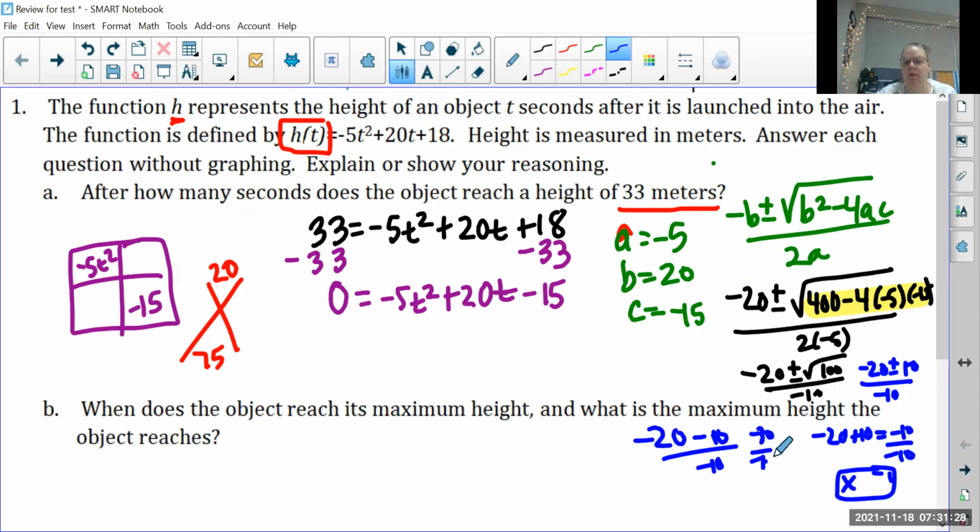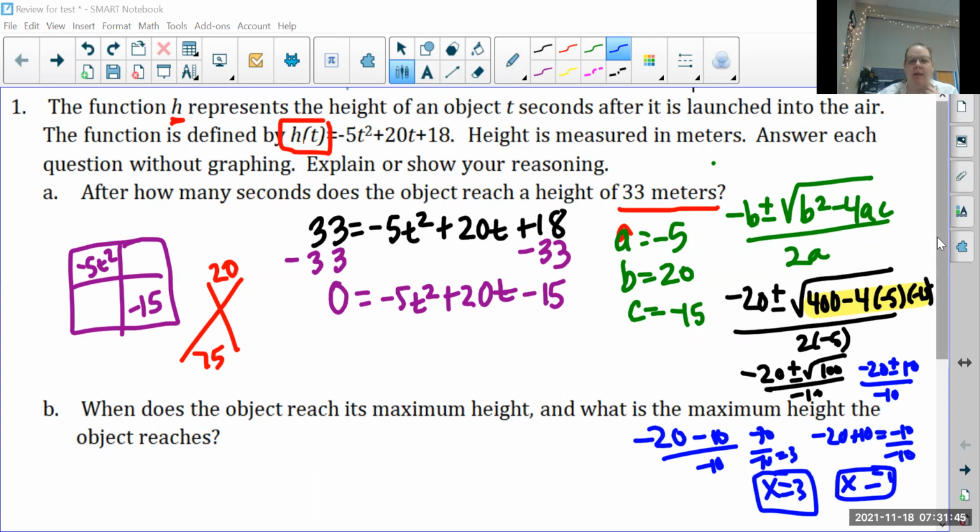Negative 30 divided by negative 10 is 3. So x equals 3 and x equals 1 are my two answers for this first part. All right, so then we're going on to B. When does an object reach its maximum height, and what is that maximum height?